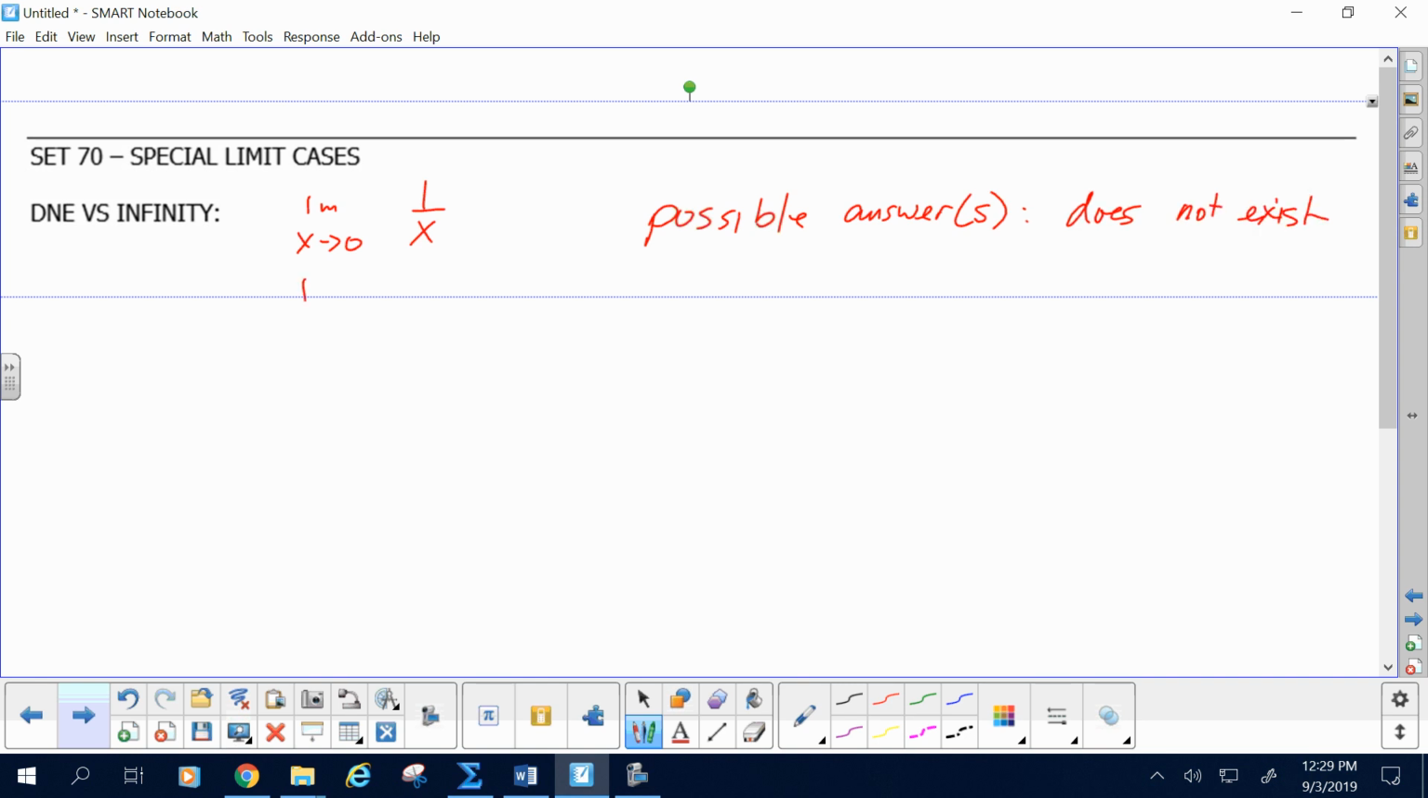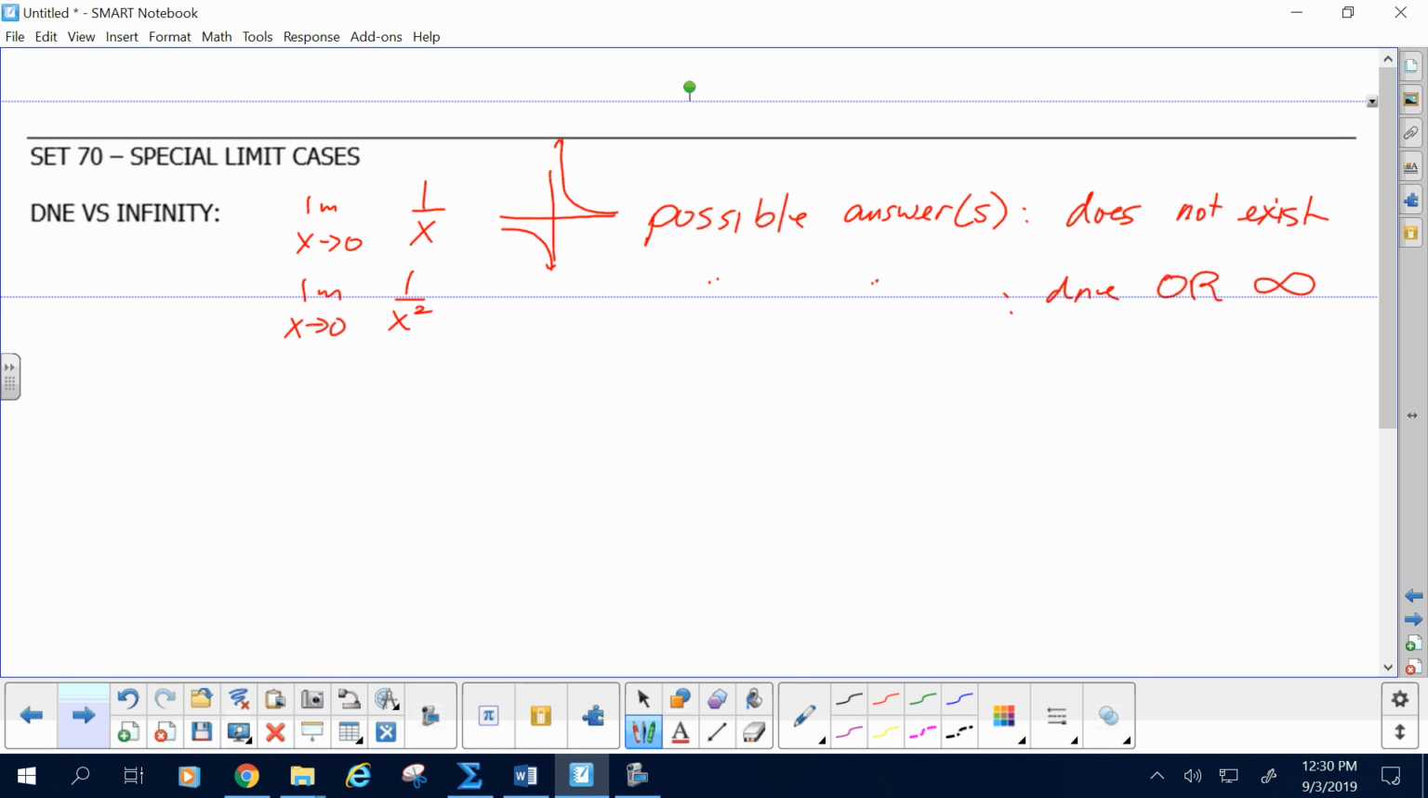Okay? What about the limit as x goes to 0 of 1 over x squared? Possible answers are does not exist or infinity. Why is this one, the first, stone cold does not exist, no other? Yeah, the one-sided limits are not the same. And so there is no infinity because it's not infinity on both sides. It's just straight up does not exist. The one-sided limits are different, period, no way around it.